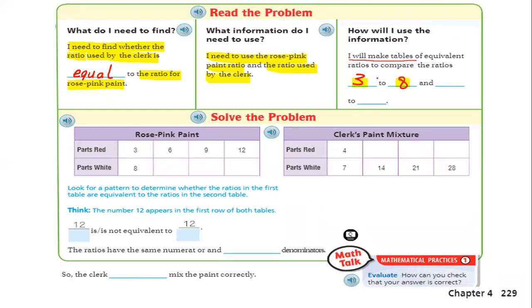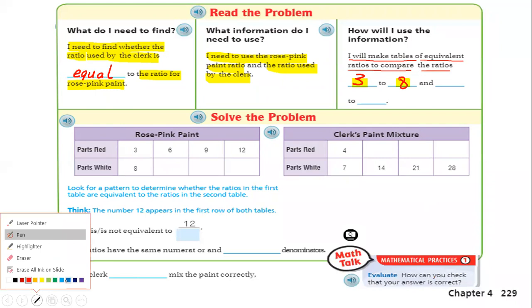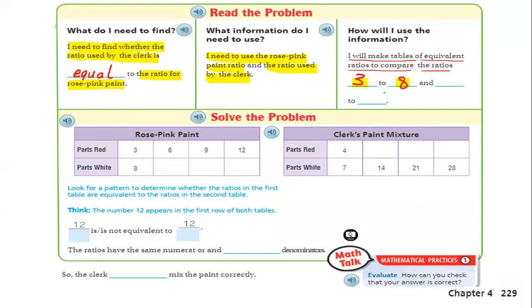I will make tables of equivalent ratios to compare the ratios. 3 to 8, and what is the other? What is 4 to 7? Yes, 4 to 7. That's right. I will make tables for these equivalent ratios.